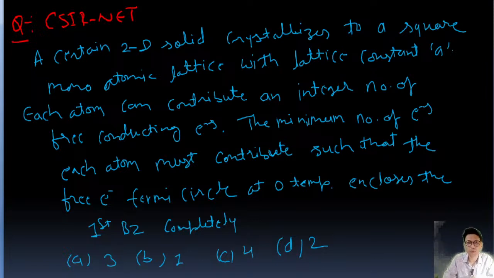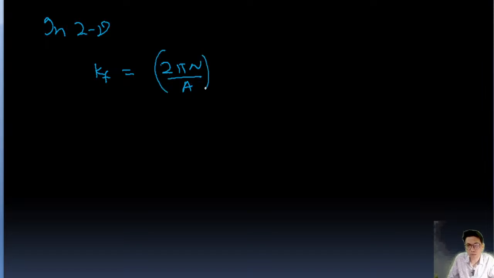So, minimum number of electrons we need to find, right? Very simple question. Now we know in 2D, in two dimensions, Kf, that is the Fermi wave vector, is the radius of the Fermi circle. Kf in 2D is (2πn/a²)^(1/2). This I have already explained in my previous lecture. Please check it.